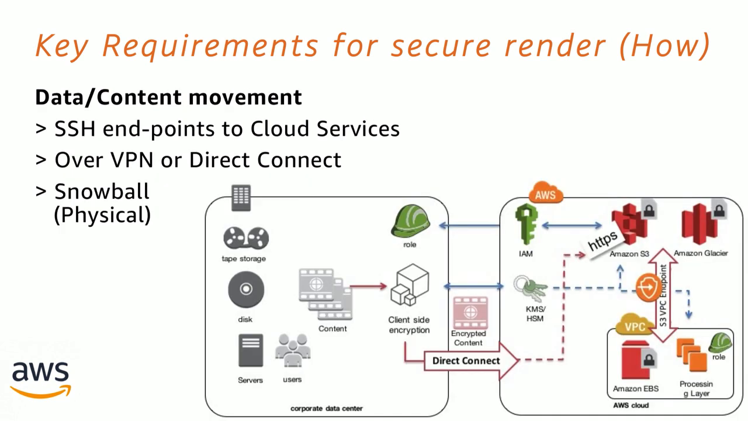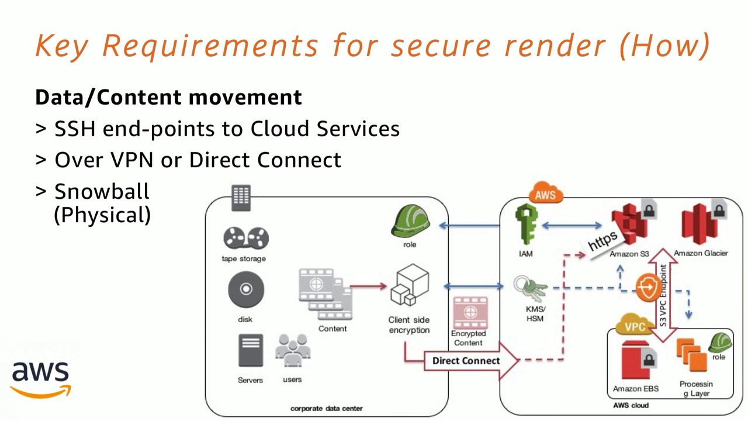Data content movement. When we talk about data content movement, there are requirements around network-based content movement, which applies to every service. If you're putting data into S3, use S3's SSL endpoint. Glacier works the same way. You can go over Direct Connect, which is a private dedicated line, as I mentioned. For VPC, you can also use the S3 VPC endpoint that I'll talk about.